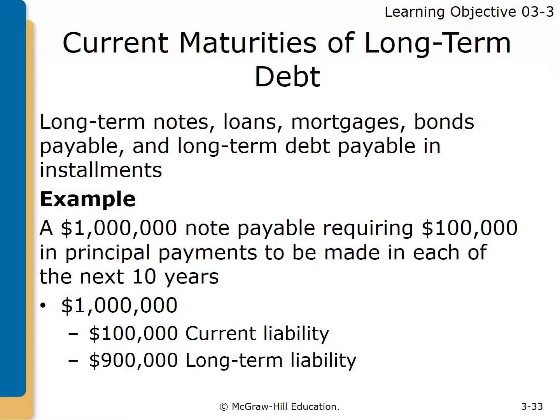So we don't do a journal entry or anything reclassifying any of the amounts out of the notes payable account. But when we're doing the balance sheet, we ask, how much of that 1 million do we have to pay off in the coming year? 100,000. Well, that much of it is considered a current liability. The remaining 900,000 is considered long-term.